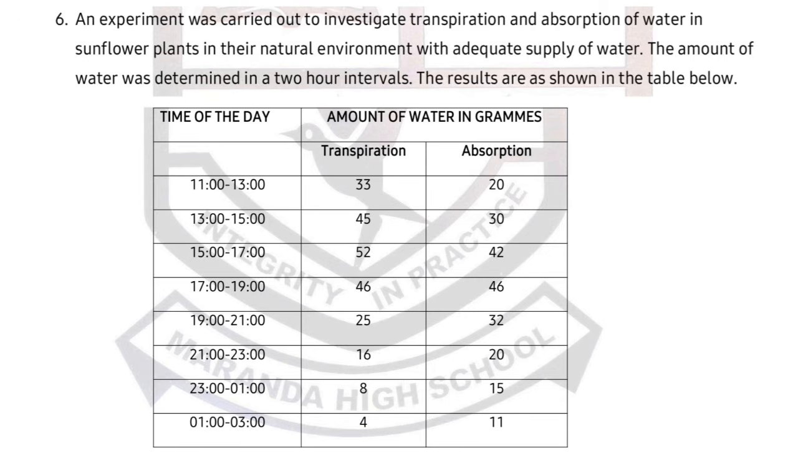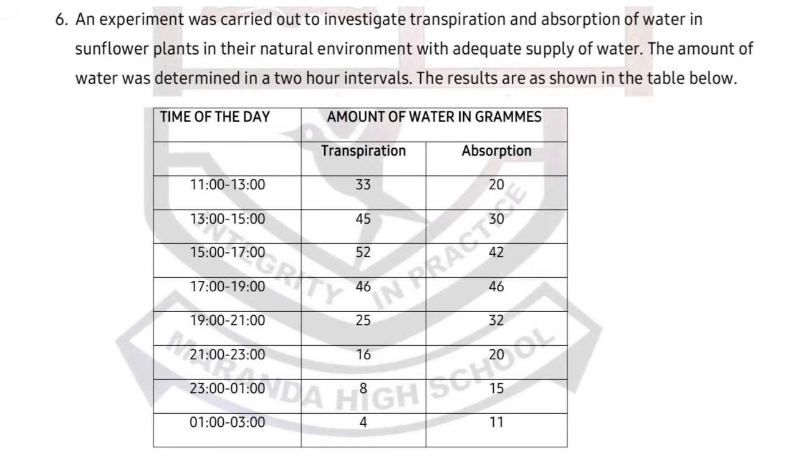Moving on to question number 6. An experiment was carried out to investigate transpiration and absorption of water in sunflower plants in their natural environment with adequate supply of water. The amount of water was determined in 2-hour intervals. The results are shown in the table below. Okay, so we have the time of day, it's given in the 24-hour format, and the amount of water in grams that is lost through transpiration.